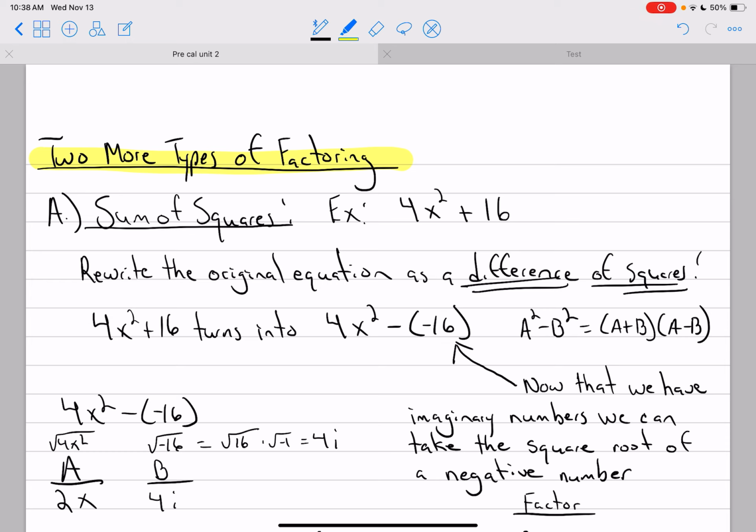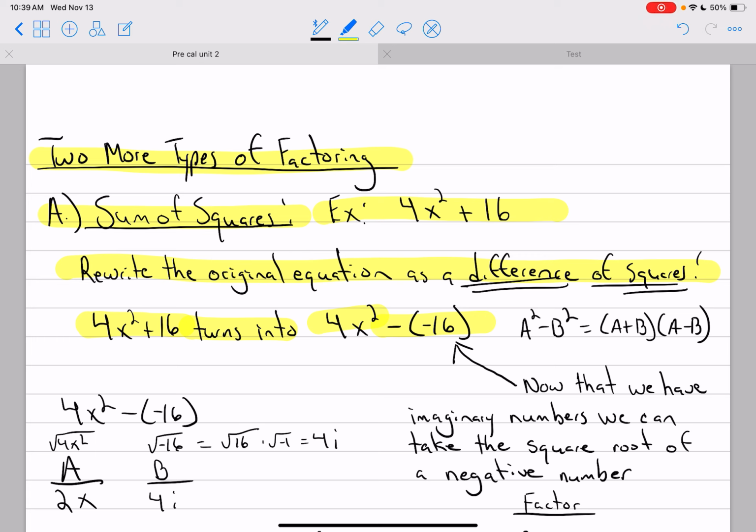So first, you all talked about the difference of squares, but there's a thing called the sum of squares, right? So for example, if you get 4x squared plus 16, those are two perfect squares. All right, so we're really just going to do this like a difference of squares. So we're going to rewrite the original equation as a difference of squares. So 4x squared plus 16 turns into 4x squared minus negative 16, right?